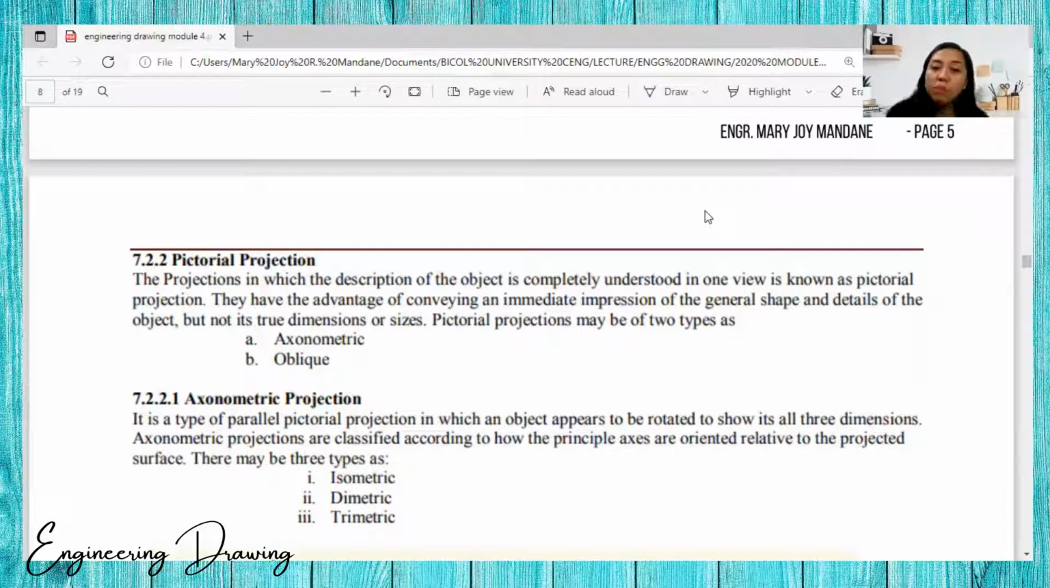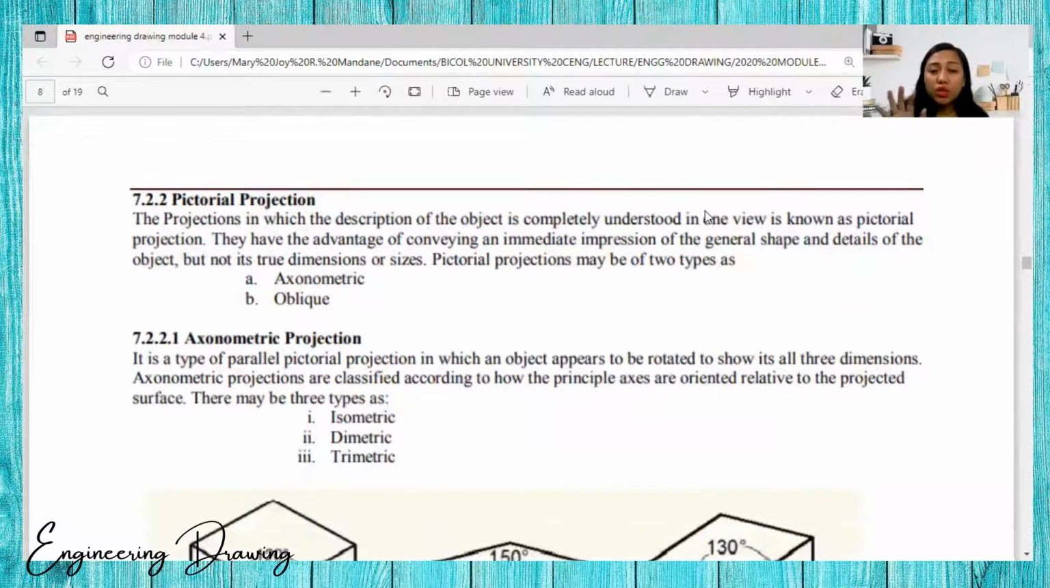Pictorial projections may be of two types, the axonometric and the oblique. For the axonometric, we have three types there: the isometric, dimetric, and the trimetric. This is a type of parallel pictorial projection in which an object appears to be rotated to show all three dimensions. Axonometric projections are classified according to how the principal axes are oriented relative to the projected surface.